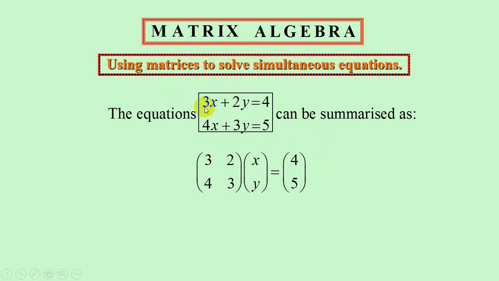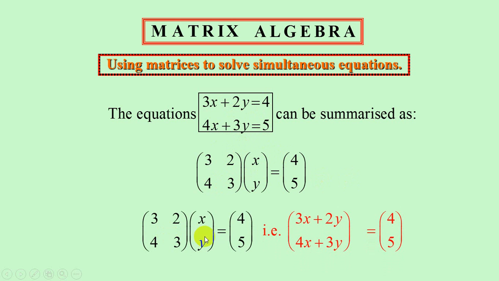We've taken the coefficients 3, 2, 4, 3 and placed them in a 2 by 2 matrix. We've taken the variables x, y and placed them in another matrix. And we've taken the right hand side of the equations, 4, 5, and placed it in another 2 by 1 matrix. If we perform matrix multiplication on this, we will end up with the original 3x plus 2y equals 4 and 4x plus 3y equals 5.